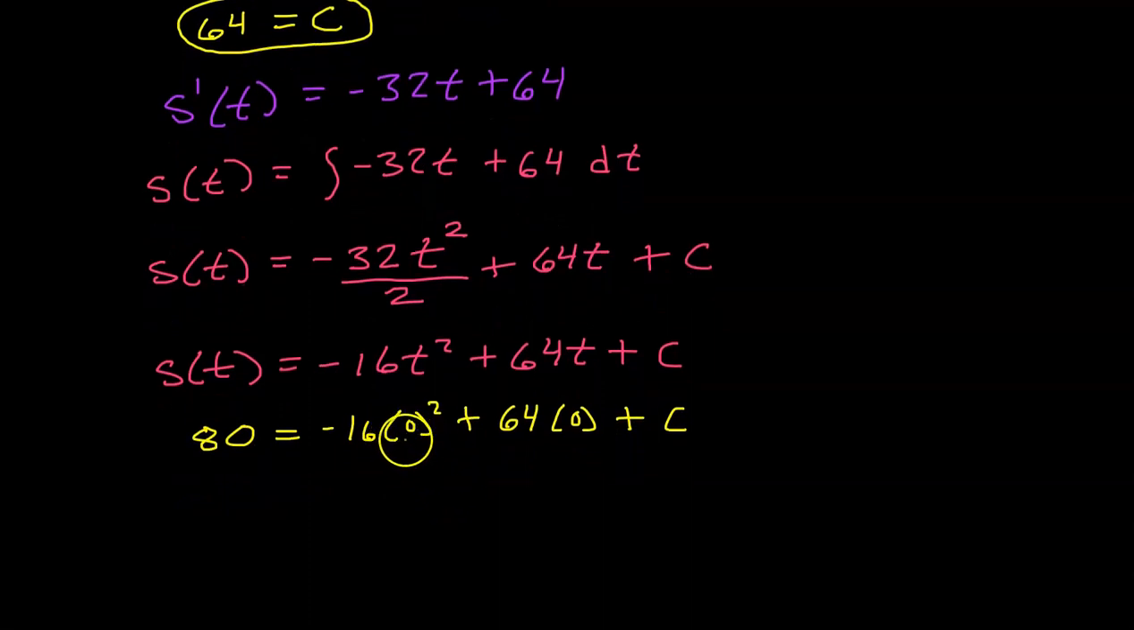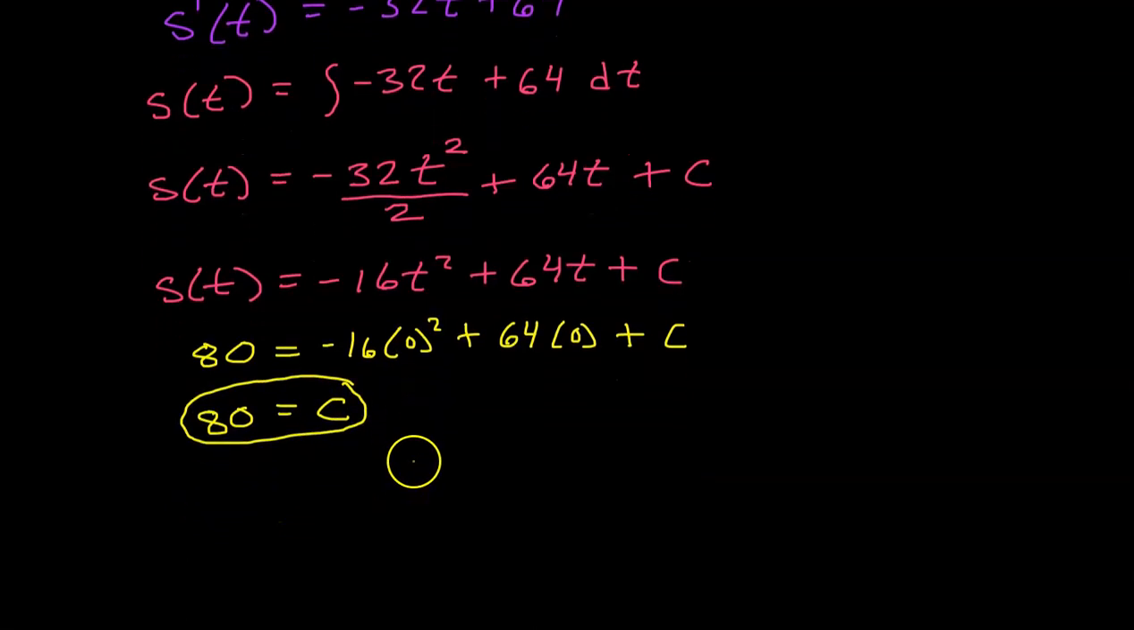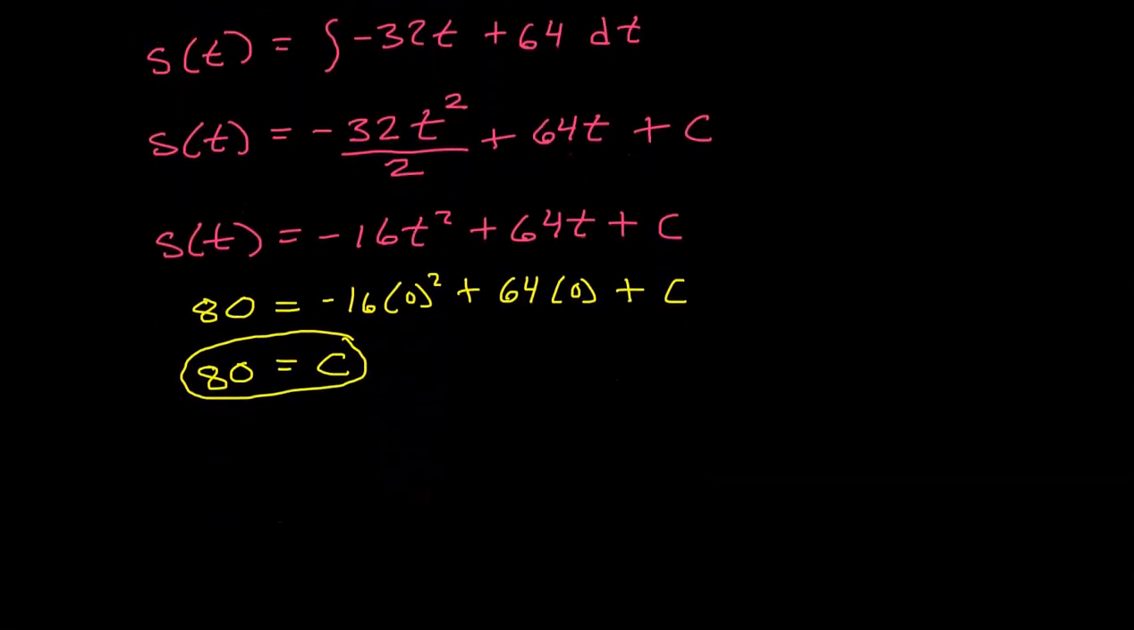Of course, here again, because we are substituting in 0, both of these terms now have a value of 0. This immediately tells us that 80 is equal to c, and we have the constant of integration that matches the initial conditions. Quickly substituting this back into the general solution, we have the position function we were looking for. s at t is equal to negative 16t squared plus 64t plus 80.